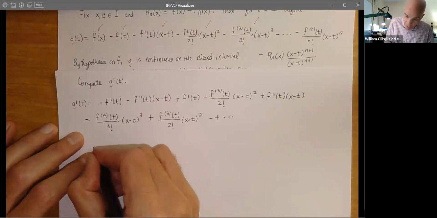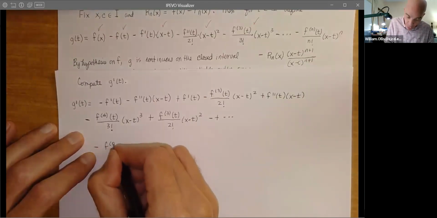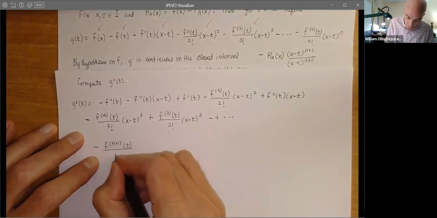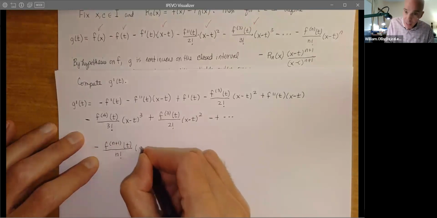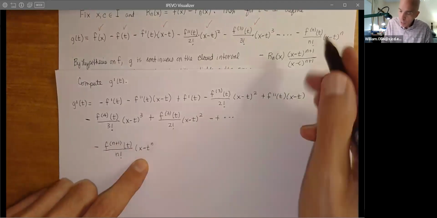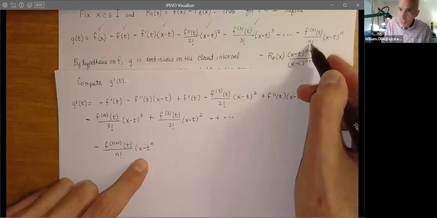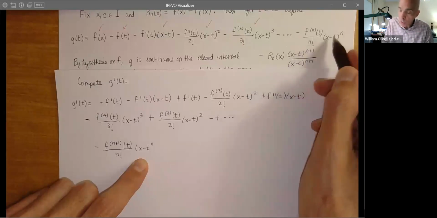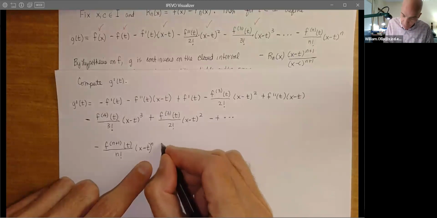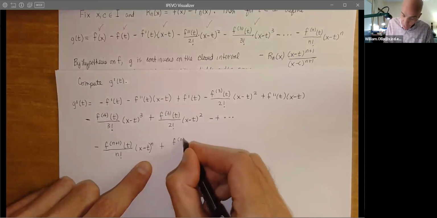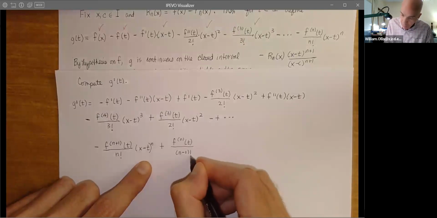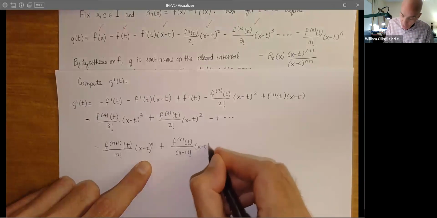So we're going to have minus the n plus first derivative of t divided by n factorial times x minus t to the n. Okay, same song and dance. And now we leave this alone. Remember, the n will come down, kill one of the factors of n in the n factorial, and then the negative here by the chain rule absorbs that negative. So we get plus nth derivative of t over n minus 1 factorial times x minus t to the n minus 1.